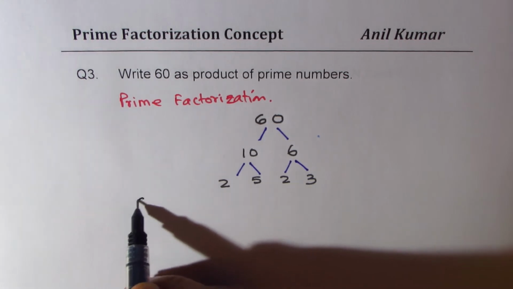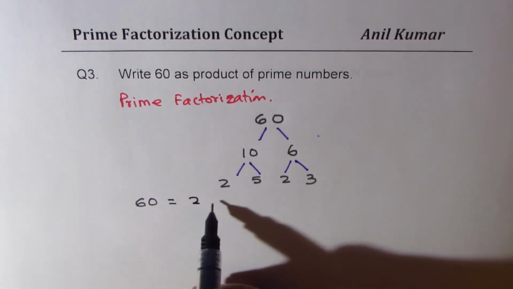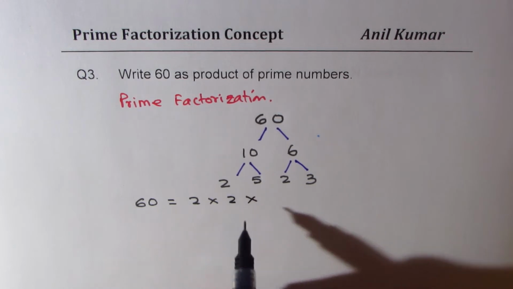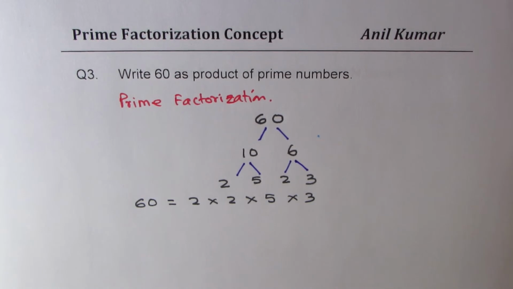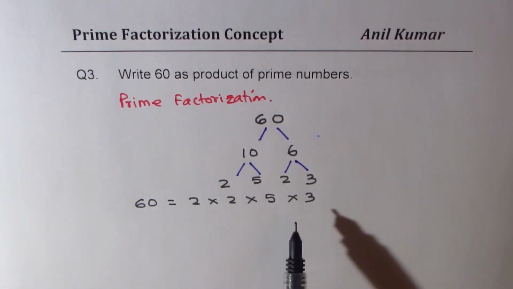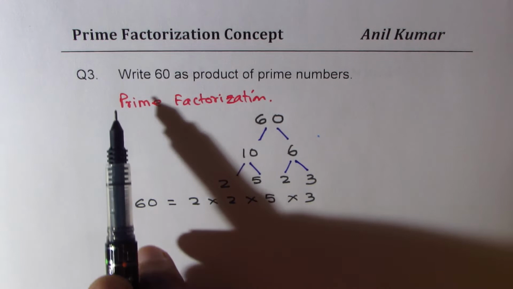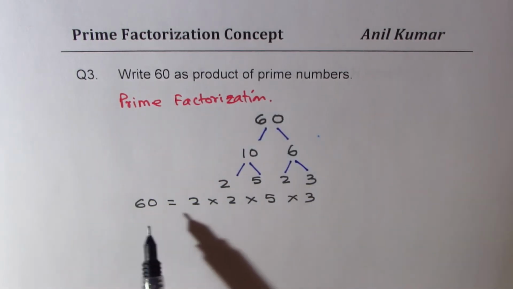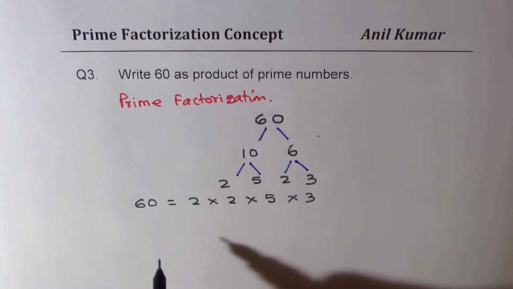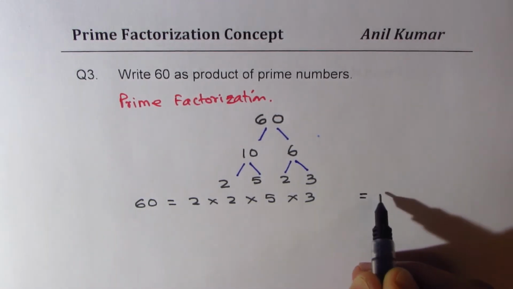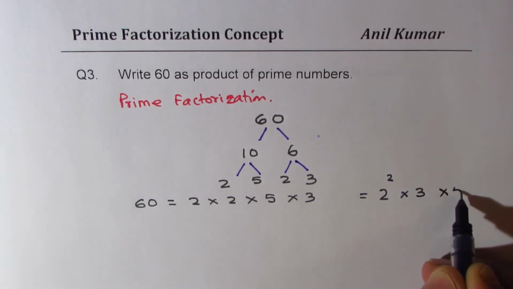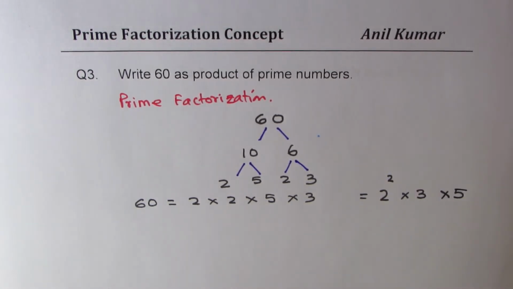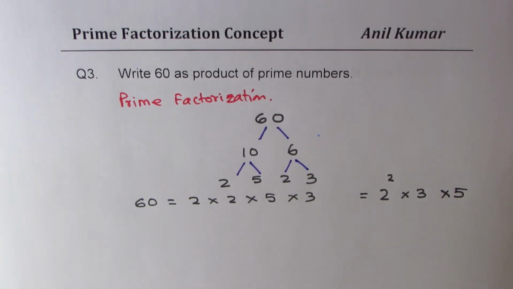And now we can write 60 as equal to 2 times, this 2 I'm writing first, and then let's write down 5 and 3. Well, no need to order them in a particular way, but it is better to order, right? So we have written 60 as a product of prime numbers. So that is what is required. At times, we also write it in short form. So we write 2 squared times 3 times 5. That gives you an idea how to write a number as a product of prime numbers, correct?